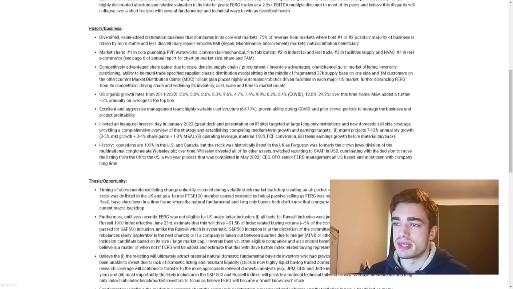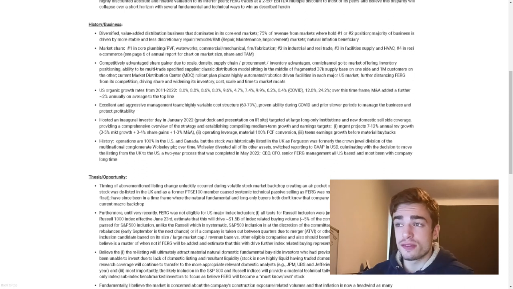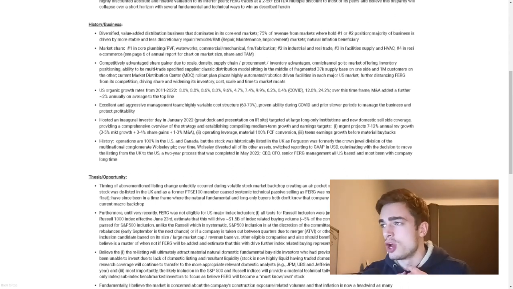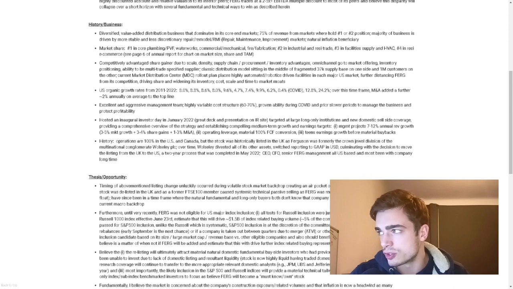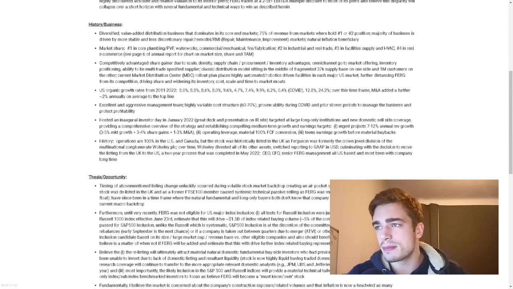History/business. Diversified value-added distribution business that dominates in its core end markets. 75% of revenue from markets where we hold the number one or number two position. Majority of business is driven by more stable and less discretionary repair/remodel, RMI, repair, maintenance, improvement markets, and is a natural inflation beneficiary.